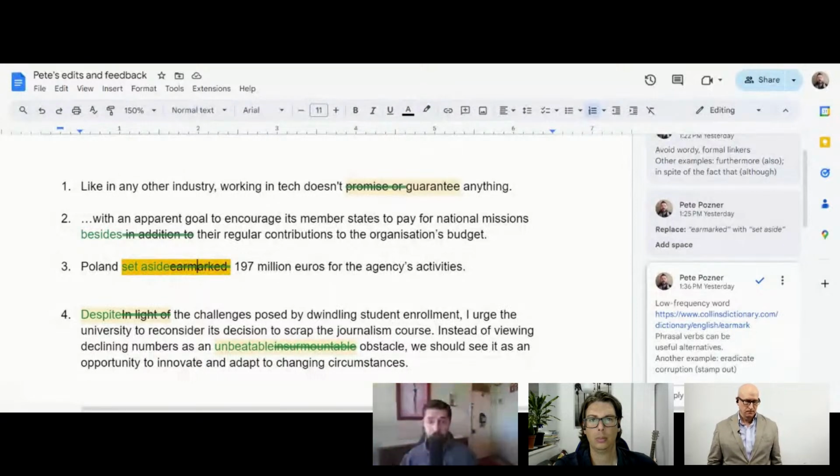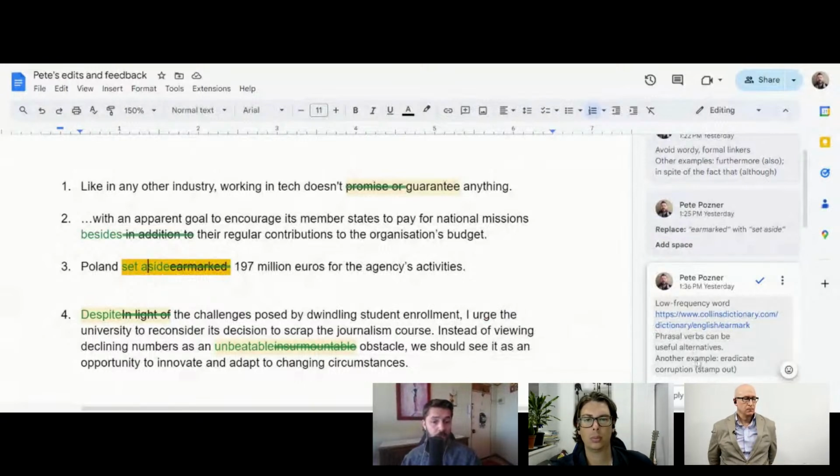One tip here is that phrasal verbs can be very useful. So a good alternative here would be set aside. Right? Poland set aside 197 million euros for these activities. So earmarked means designated, right, or set aside. Set aside is a less formal word. And as I say, phrasal verbs can be very useful alternatives for more formal language.